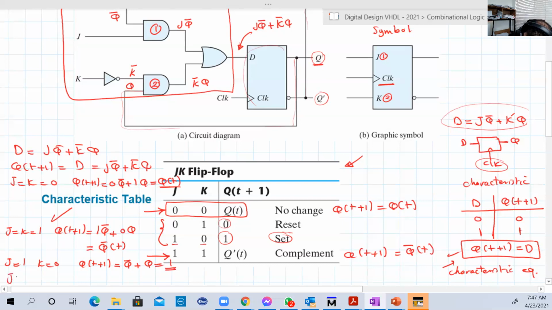Finally, J equal to 0, K equal to 1. This is a reset. We should see that Q of T plus 1 equals 0. Let's do it. Q of T plus 1 equals, J is 0, so 0 times Q bar, plus K is 1, so K bar is also 0, so 0 times Q. That's basically 0. Reset.